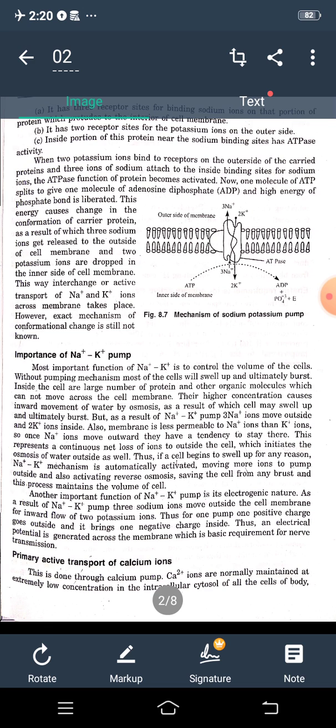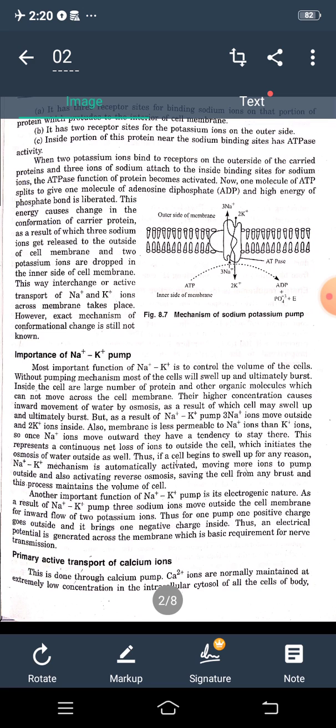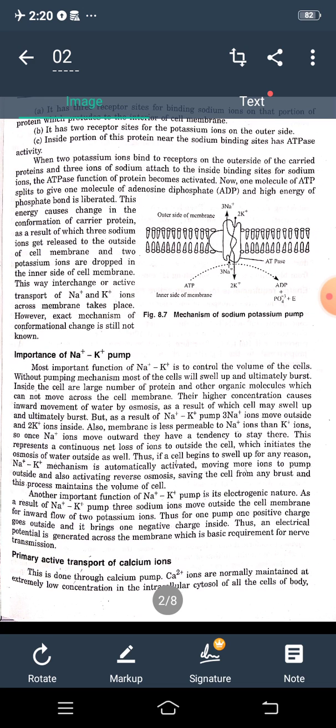But as a result of the sodium plus and potassium plus pump, 3 Na plus ions move outside and 2 K plus ions inside. Also, the membrane is less permeable to sodium plus ions than K plus ions. So, once sodium plus ions move outward, they have a tendency to stay there. This represents a continuous net loss of ions to outside the cells, which initiates the osmosis of water outside as well.